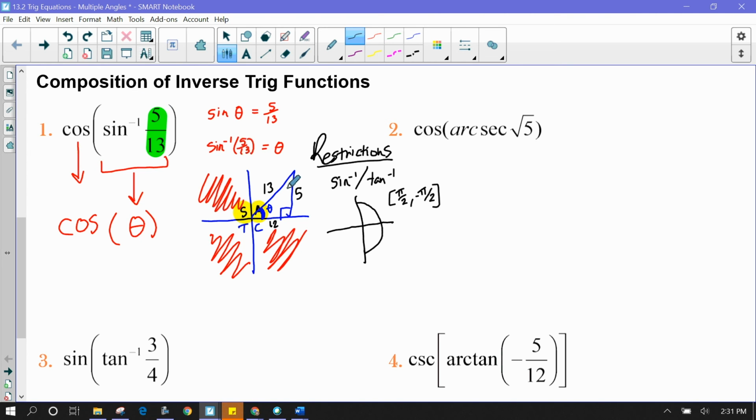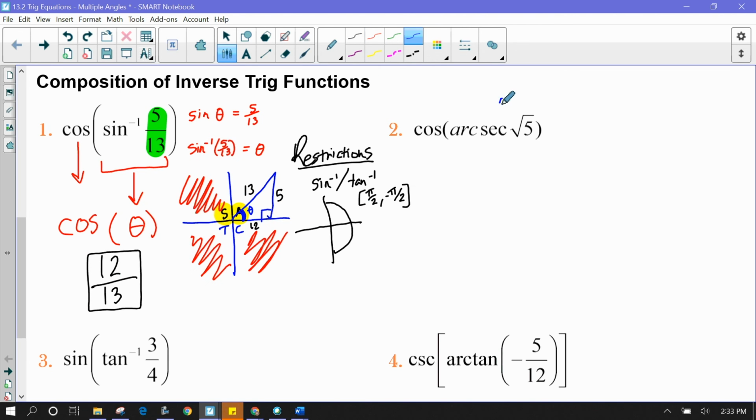Now my triangle is all filled out, and I can calculate the cosine of that angle. Without even knowing what the angle is specifically, I can look at this triangle and know that the cosine is just adjacent, which is 12, over the hypotenuse. So this whole thing boils down to 12 over 13. That is the cosine of that angle. A lot of this is just figuring out which quadrant you're working in. So let's try that out with the next problem.